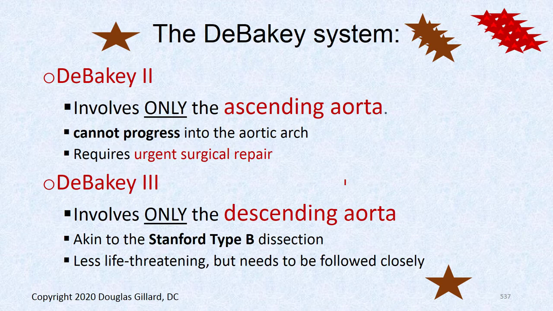So that's DeBakey 3. There is no DeBakey for, about 10% of the time you get a dissection in the aortic arch itself. There's no DeBakey that covers that one by itself. DeBakey 3 only involves the descending aorta. It's like a Stanford B.